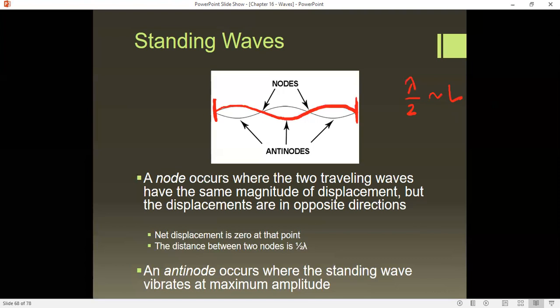Now, standing waves basically have points where we get no oscillations. We call these nodes. This is where you get complete destructive interference, and those positions of the string will never move. Other points, called antinodes, are places on the standing wave where the amount of displacement is maximum.